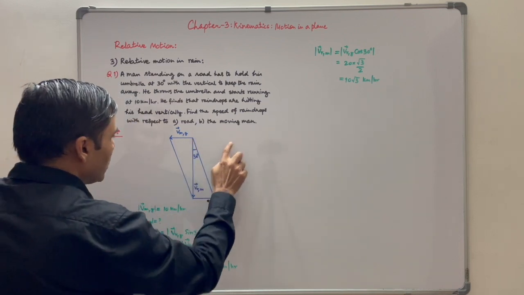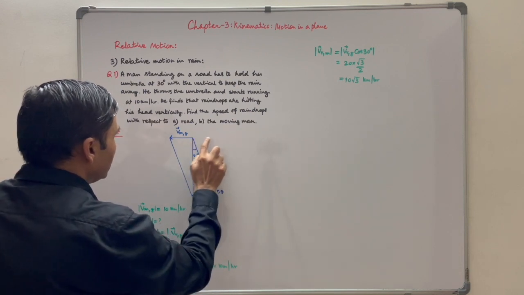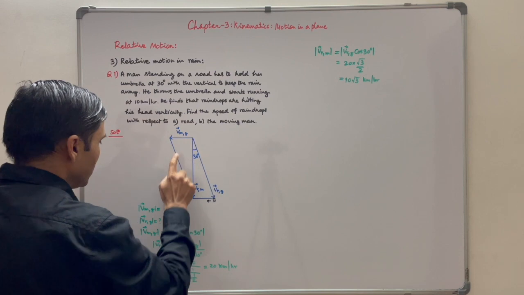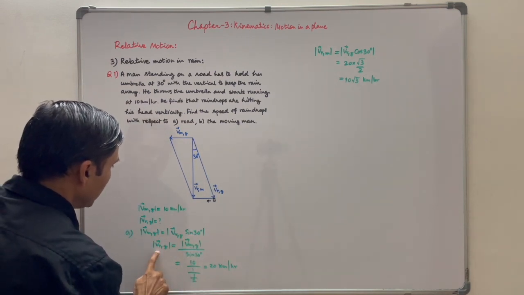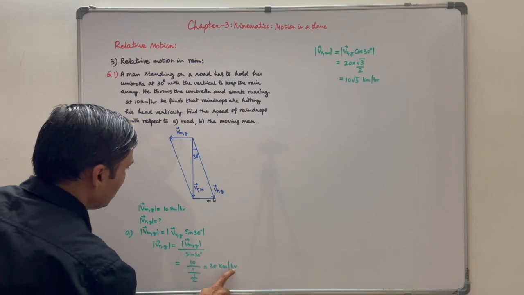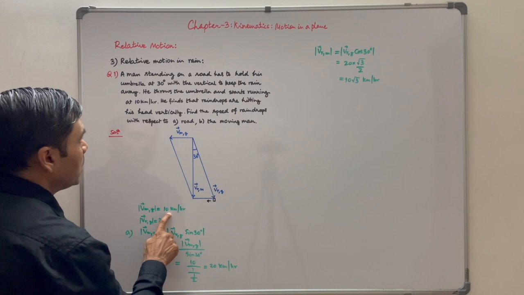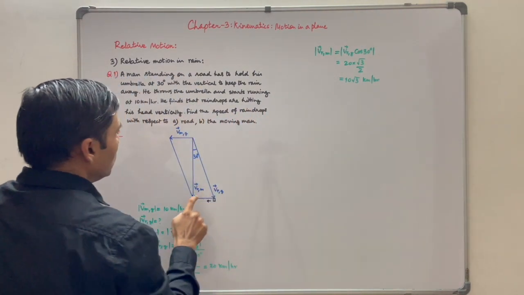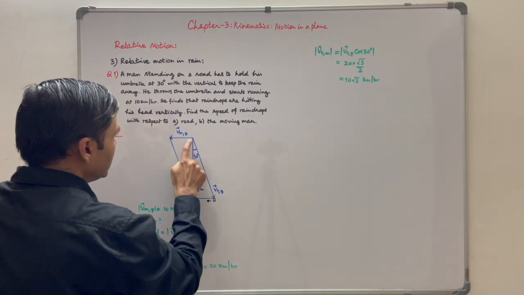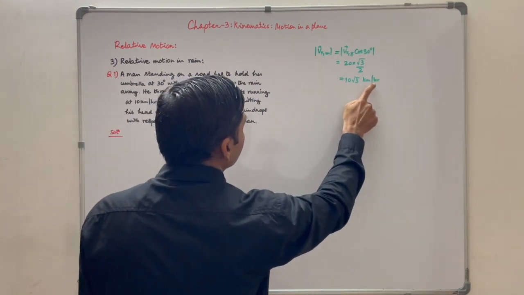So the horizontal component of V_rg will be equal to V_rg sin 30, and that will be equal to V_mg. So V_mg is equal to V_rg sin 30. So V_rg comes out to be 20 km per hour, as V_mg is given as 10 km per hour. In part B, V_rm is equal to V_rg cos 30. So V_rm comes out to be 10 root 3 km per hour.